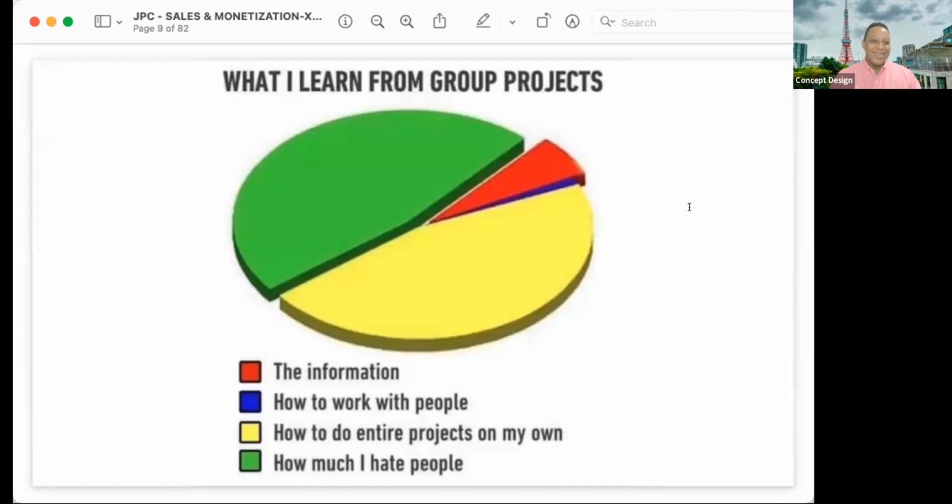And I want you all to basically reset, because you've made it this far. And this is a common meme that we see in professional settings. What do people actually learn from group projects? The red represents the information that you have taken in so far. The blue, which you can almost not see, is how to work with people. The yellow part, how to do entire projects on your own. And the green, lots of green, how much you might hate people. However, this is the reset, okay?